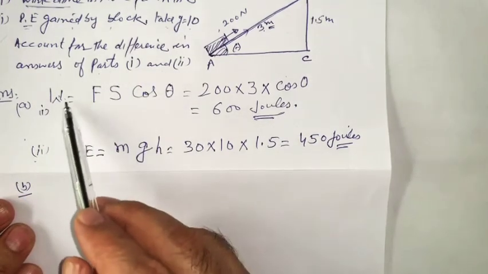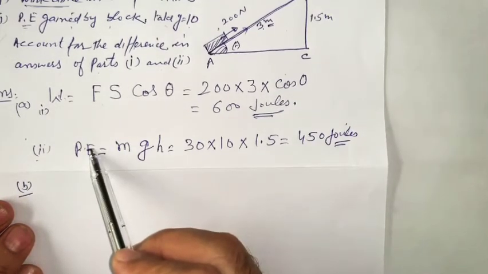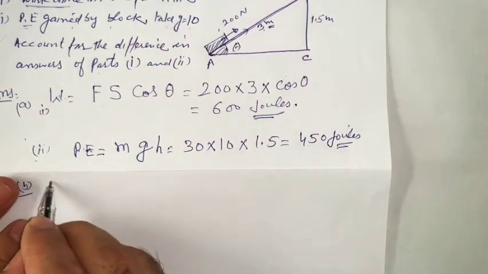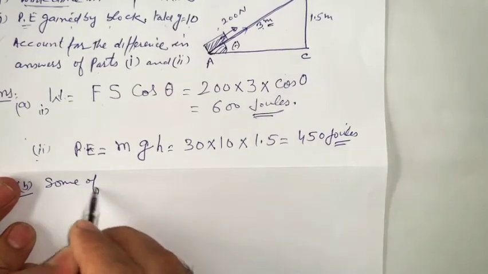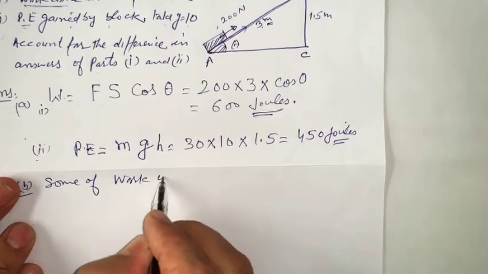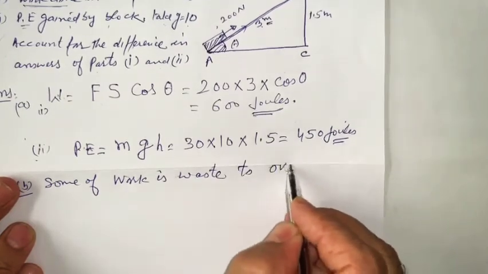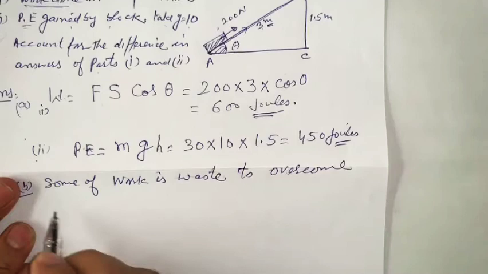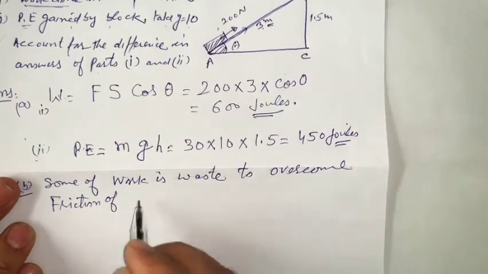Means why is there a difference between the answer of first and second? It is very clear, because some of the energy is wasted to overcome the friction. The answers of first and second do not coincide because some of the work is wasted to overcome the friction of the surface.